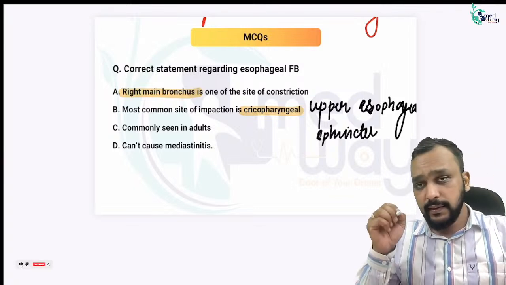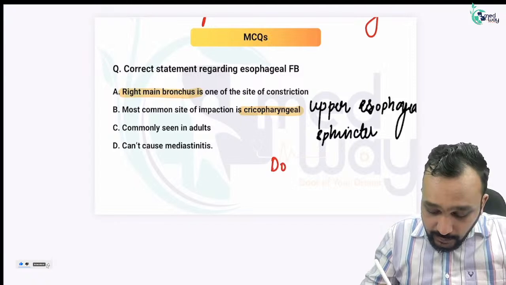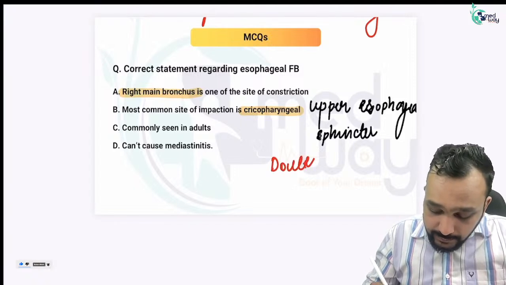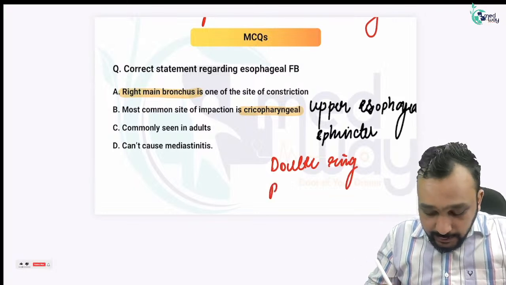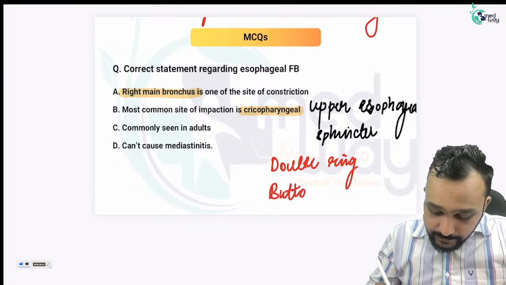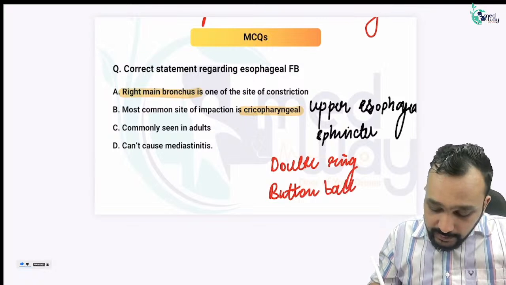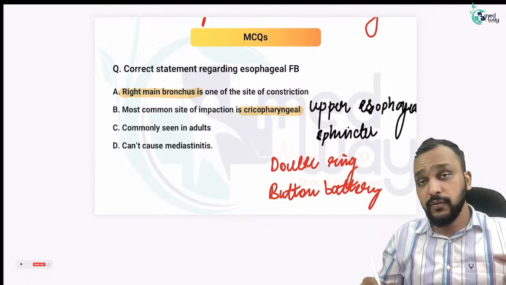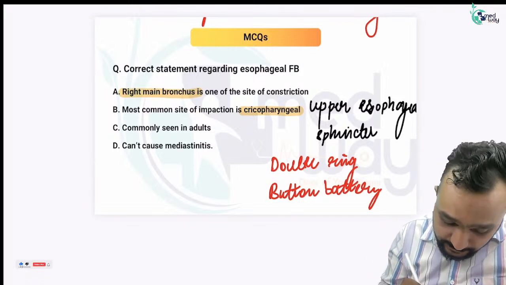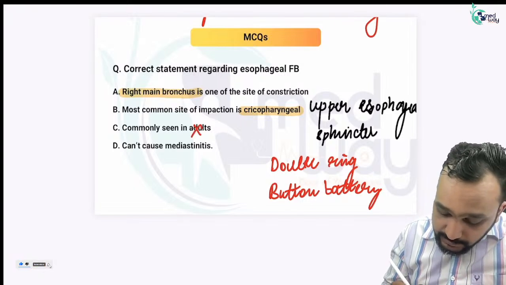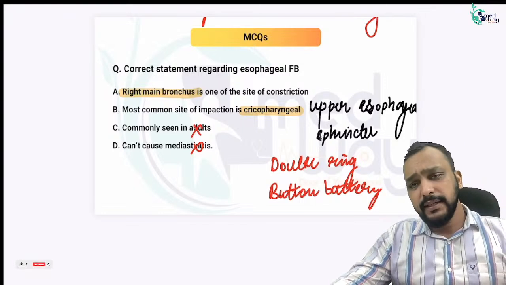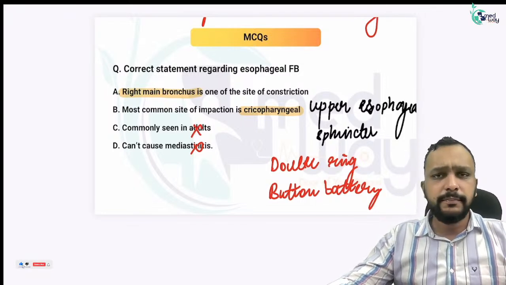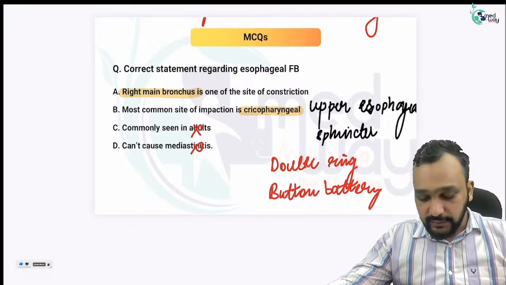In the previous exam one sign was asked, the double ring sign, that can be seen in button battery. So a question is very frequently asked on foreign body within the esophagus. It is not seen in adults. It is not going to result in mediastinitis unless it results in perforation of the esophagus.